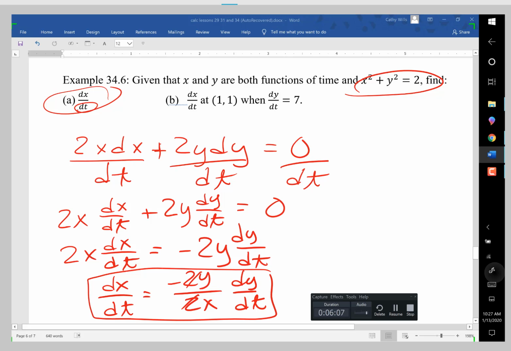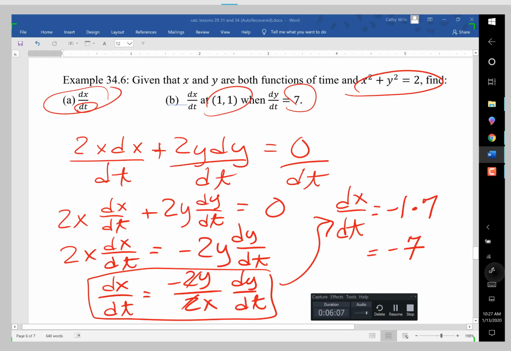All right, and so then in part B they're asking us to find dx/dt, so this thing we just found, at the point (1, 1) when dy/dt equals 7. So all we have to do is plug in the point (1, 1) for x and y, and then plug in 7 for dy/dt. So dx/dt is going to equal negative 1 times 7, which is negative 7. All right, so that may not make a lot of sense as far as application goes, but that's going to come later. This is just a process you have to learn to do, and that's all you got to do right now.